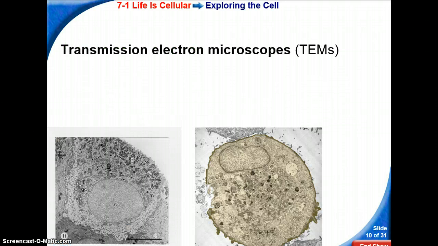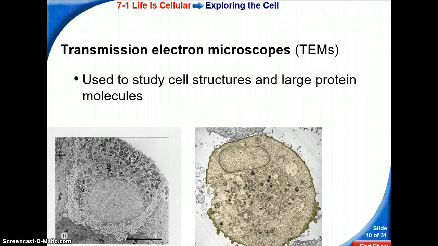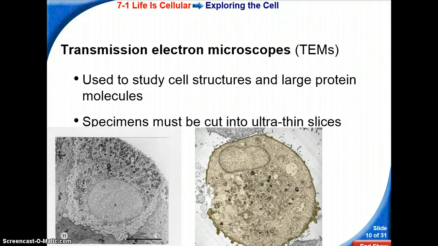Then there is another more specific type of microscope called a transmission electron microscope. This is also termed a TEM. These are used to study cell structures and large protein molecules. There's a couple examples here. The specimens that they use must be cut into ultra thin slices, so very, very thin, in order to see the structures in these types of cells.